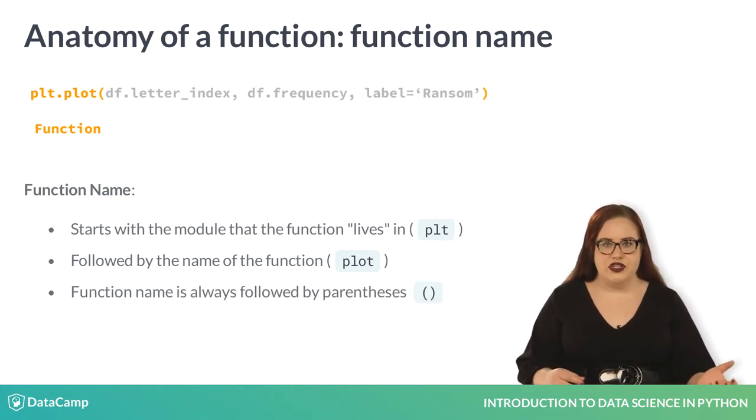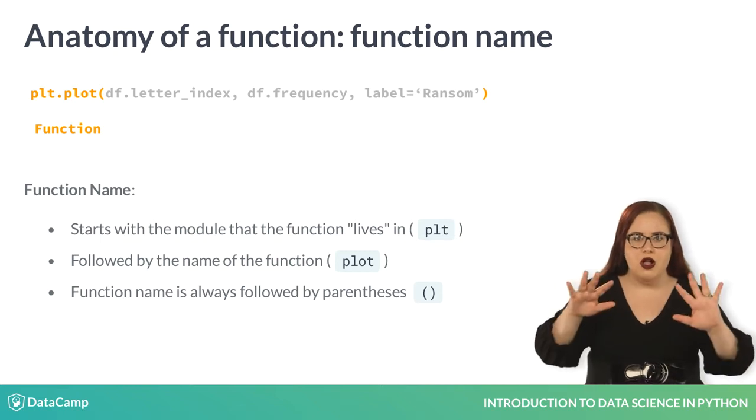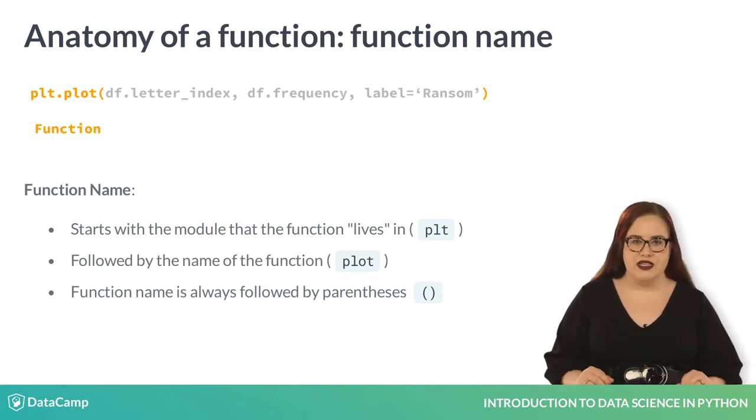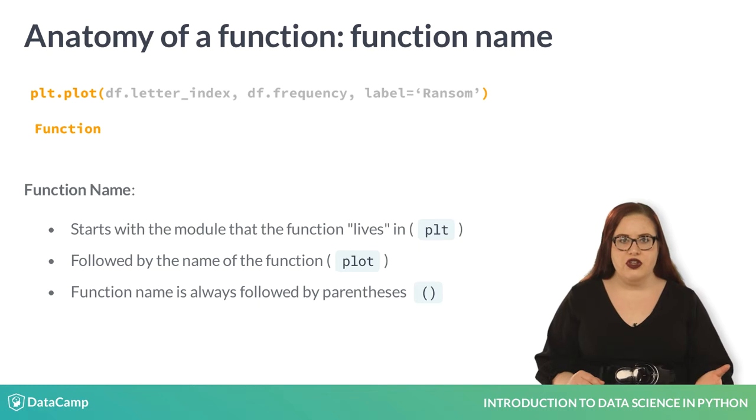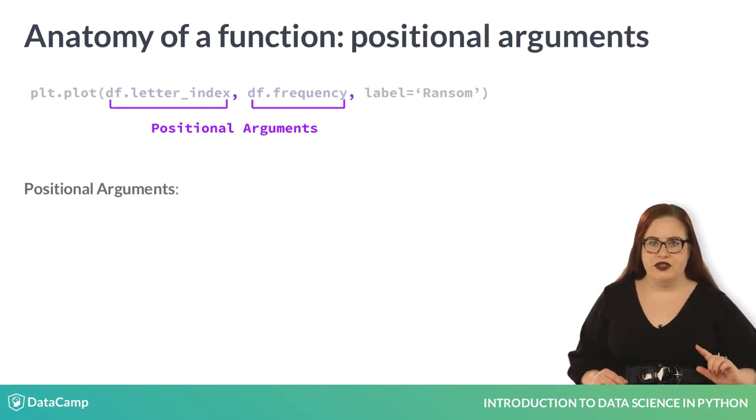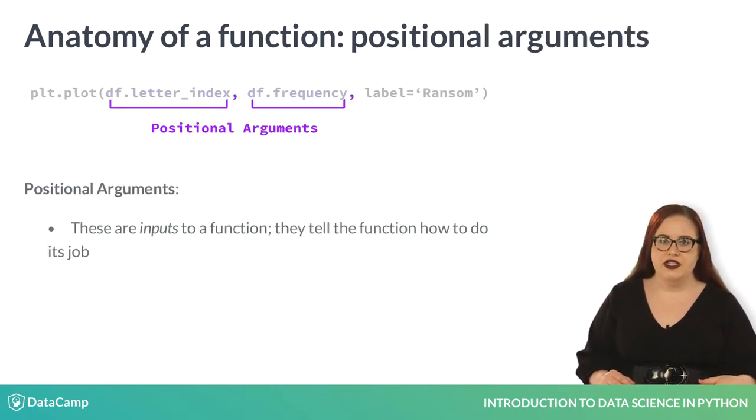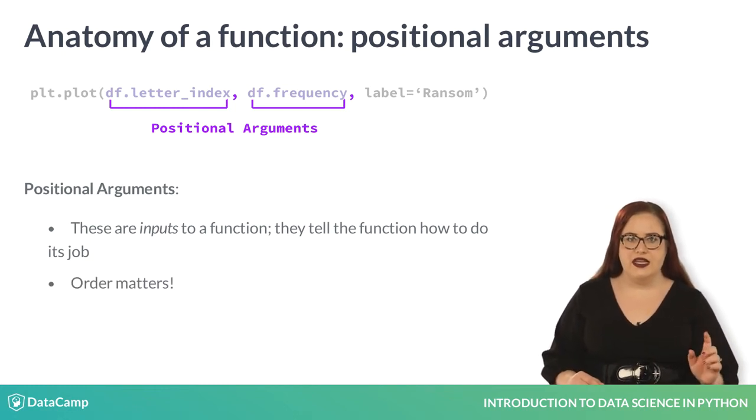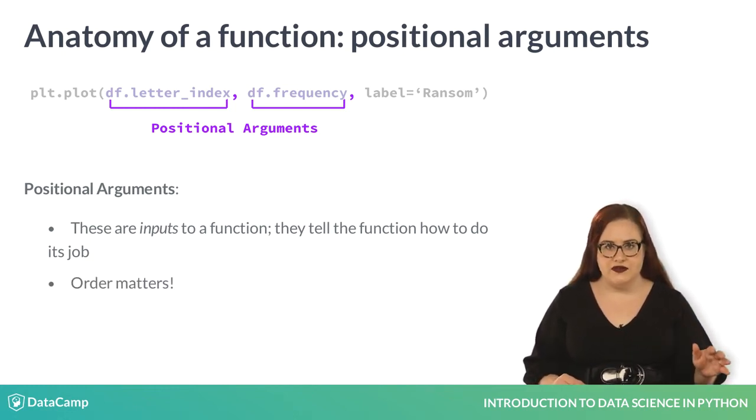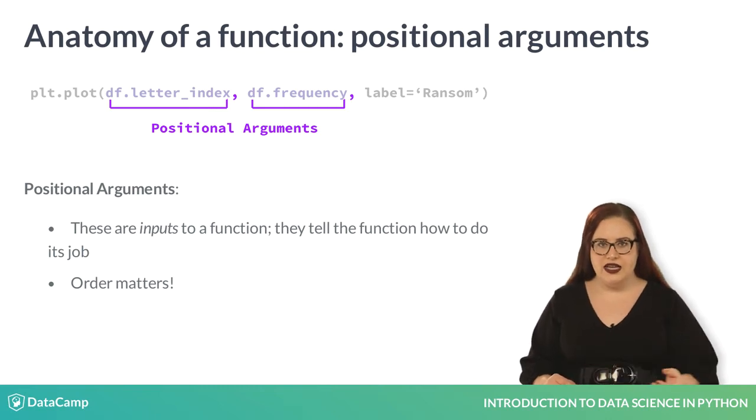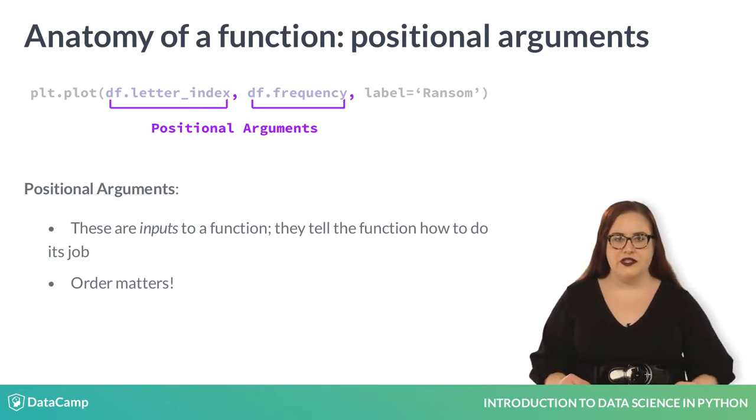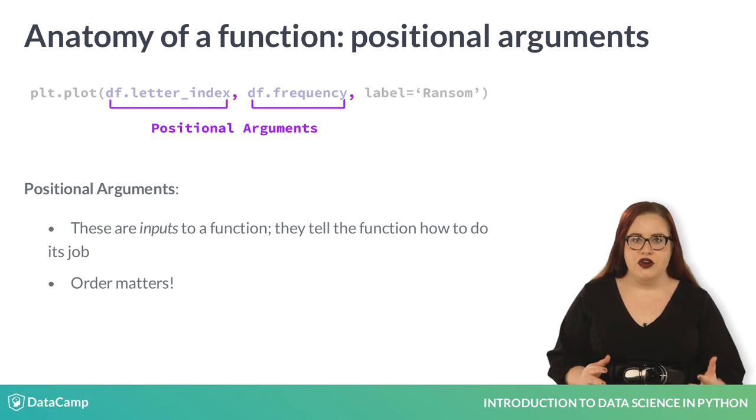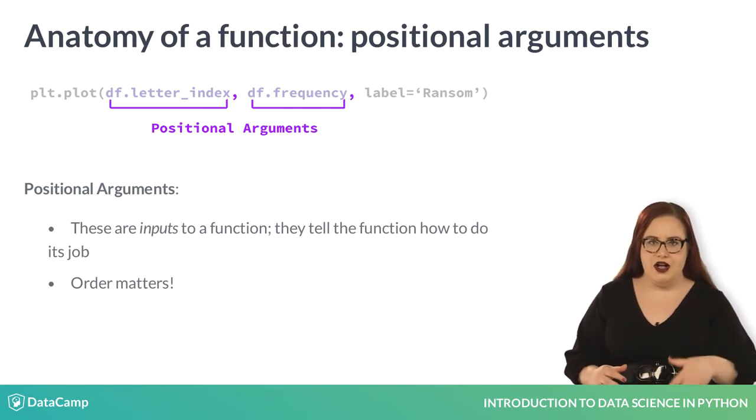After the name of the function comes a set of parentheses. The inputs to the function will all come inside of these parentheses. Positional arguments are one type of input that a function can have. Positional arguments must come in a specific order. In this case, the first argument is the x value of each point, and the second argument is the y value of each point. Each argument is separated by a comma.